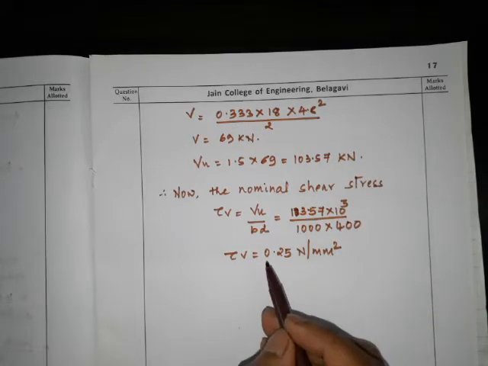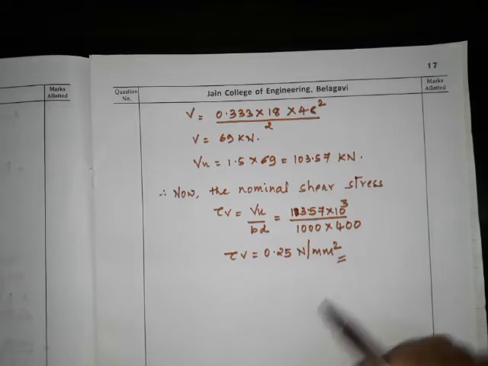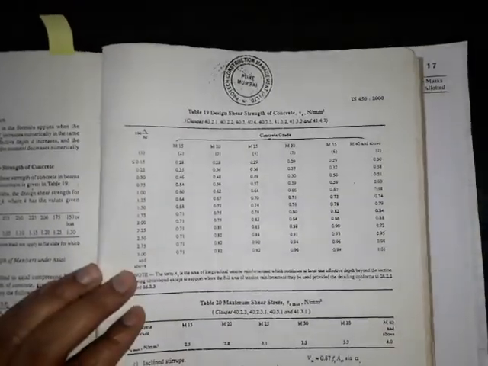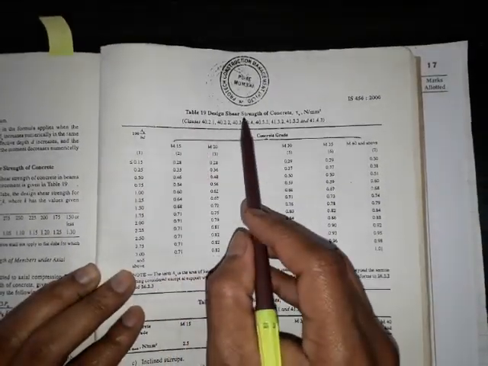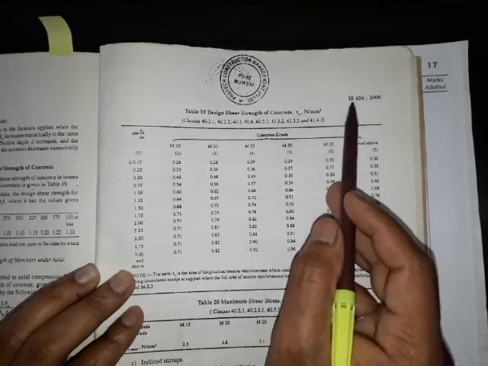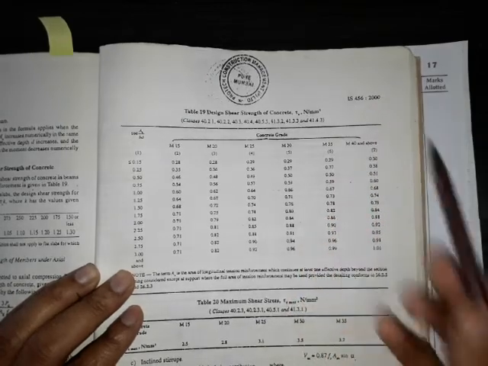Now the value of tau V you have to cross check with tau C, that is the permissible shear stress. For that you have to refer Table number 19, page number 73, IS 456 2000. Table number 19, design shear strength of concrete tau C.